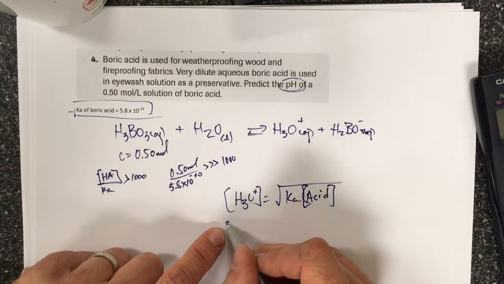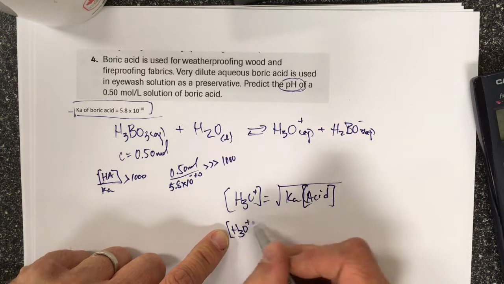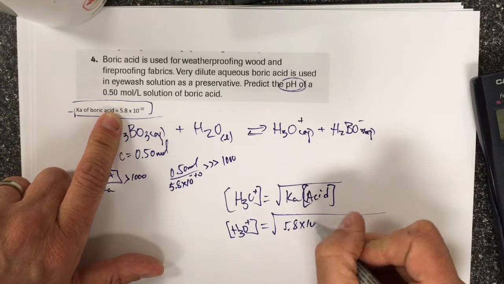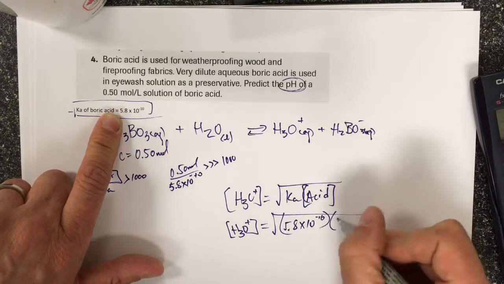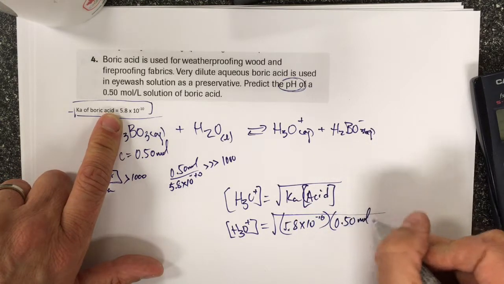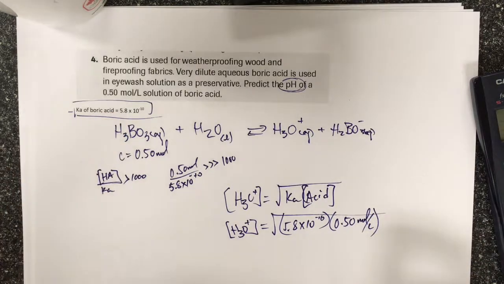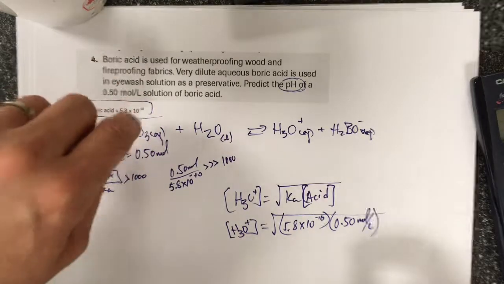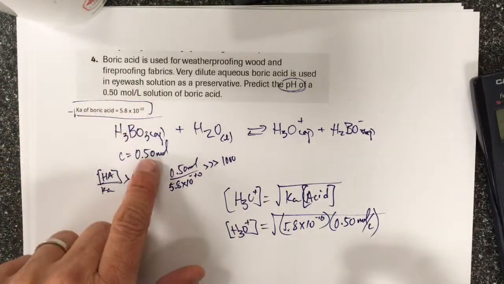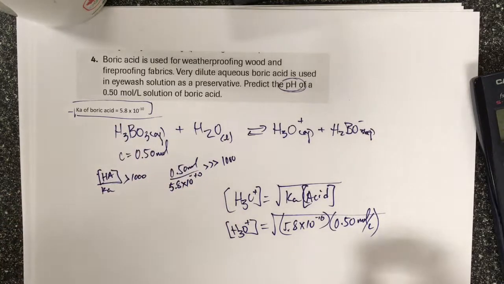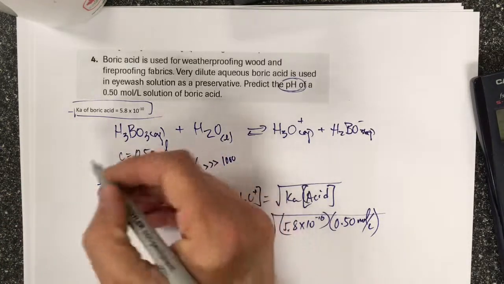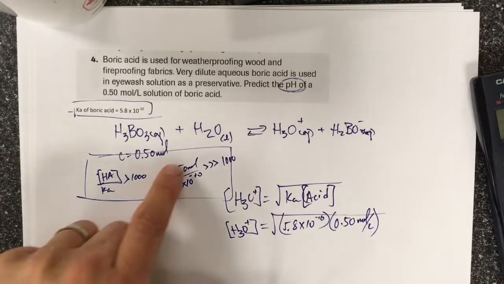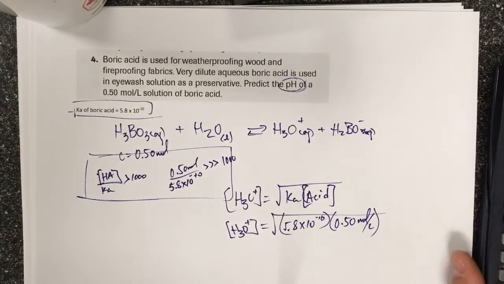But at this point, the hydronium is going to be equal to the square root of the Ka, so 5.8 times 10 to the negative 10, times 0.50 mole per liter. Because the change in equilibrium concentration of boric acid is going to be so small, it'll have no impact on this concentration. That's what this calculation is telling us: it's going to be such a small change that you can't even subtract it from this number.